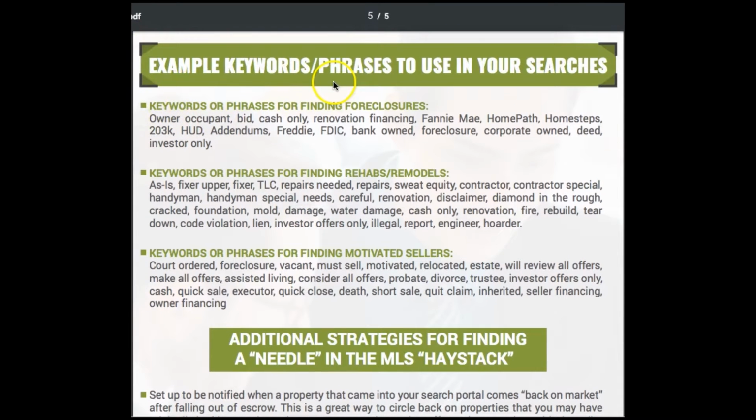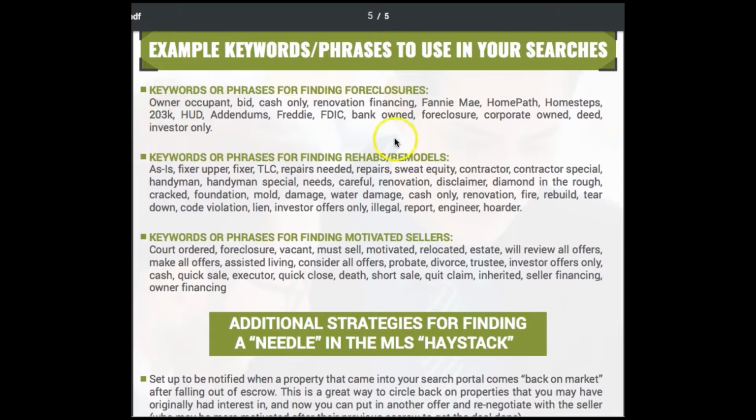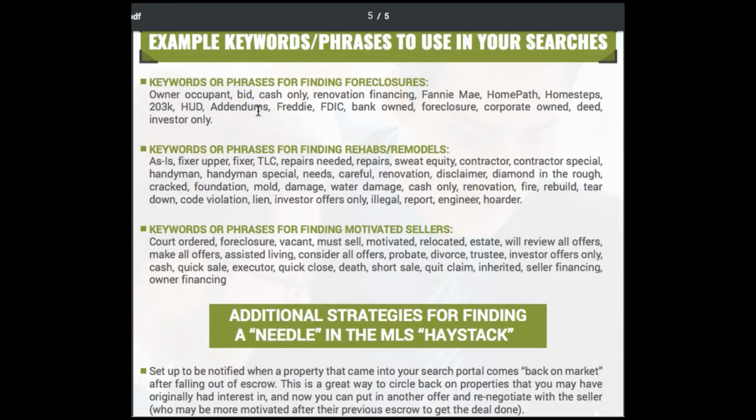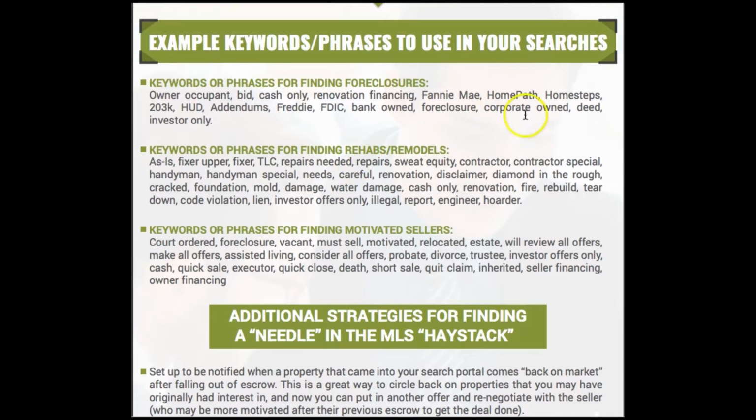So, example keywords and phrases to use in your searches. We have a complete MLS keywords packet inside the Six Figure Flipper, but here are some great example keywords and phrases to use in your searches. If you're looking for a foreclosure, you can put in the property description or the confidential agent remarks: owner occupant, bid, cash only, renovation, financing, Fannie Mae, HomePath. These are all trigger words that are associated with foreclosure or REO properties.